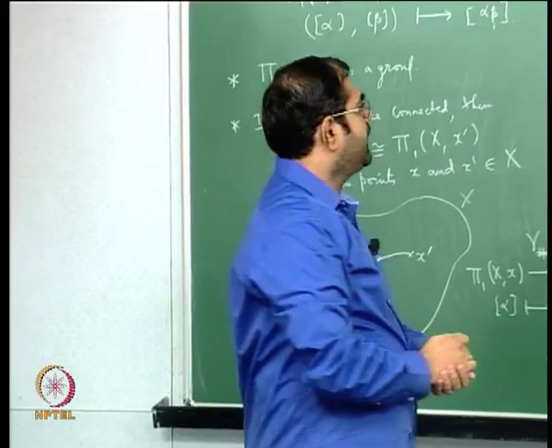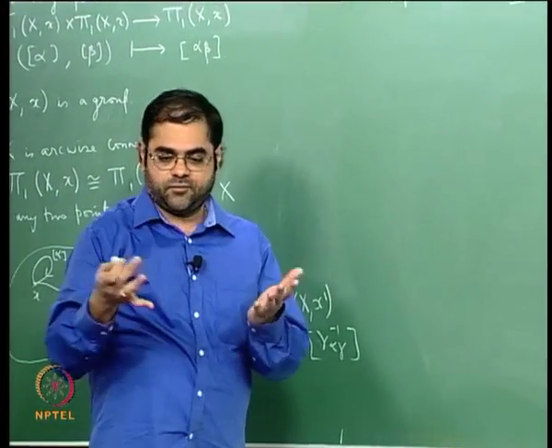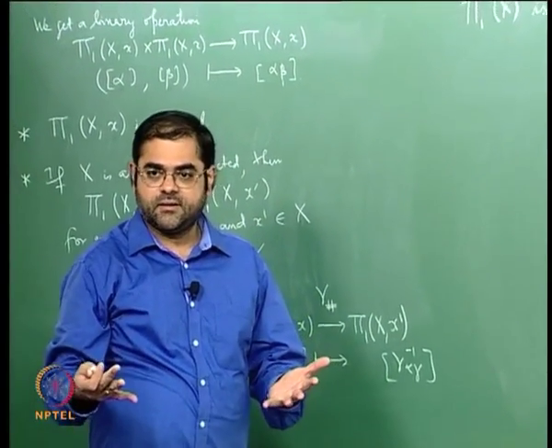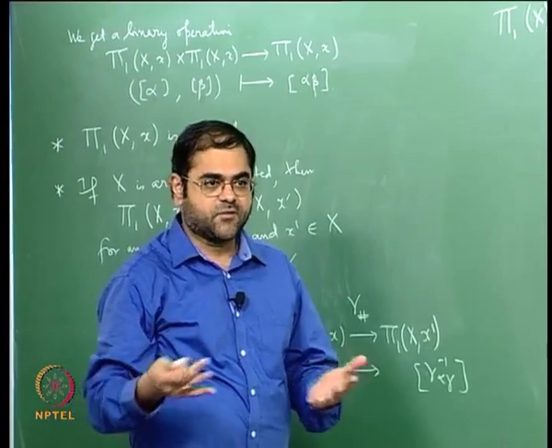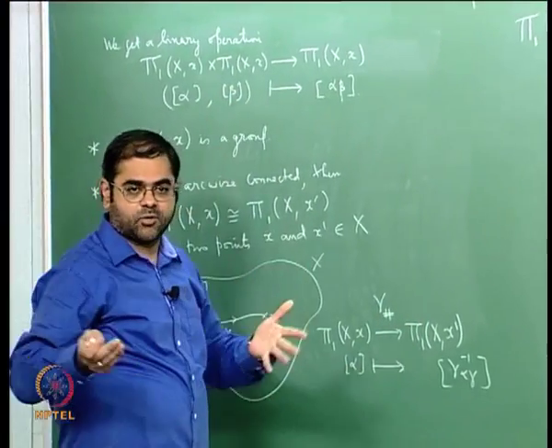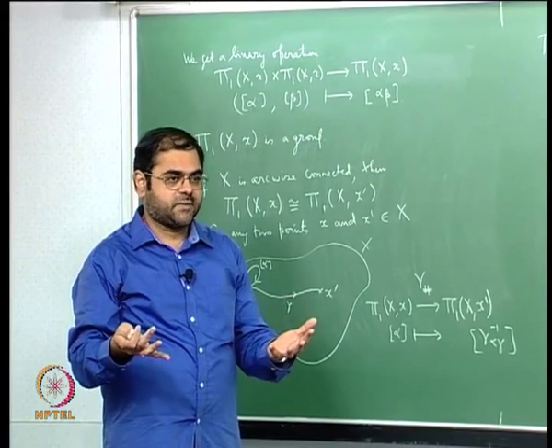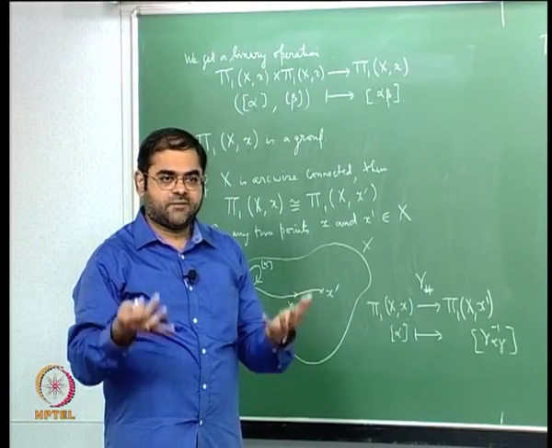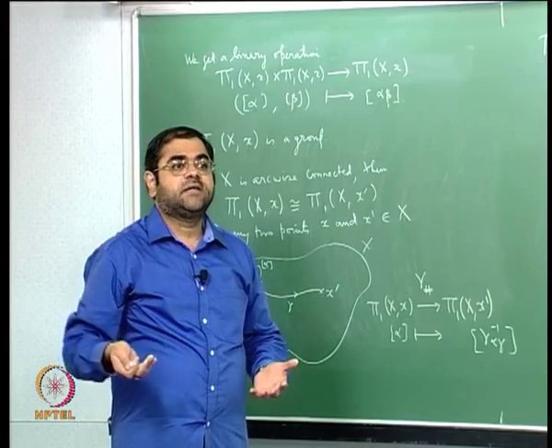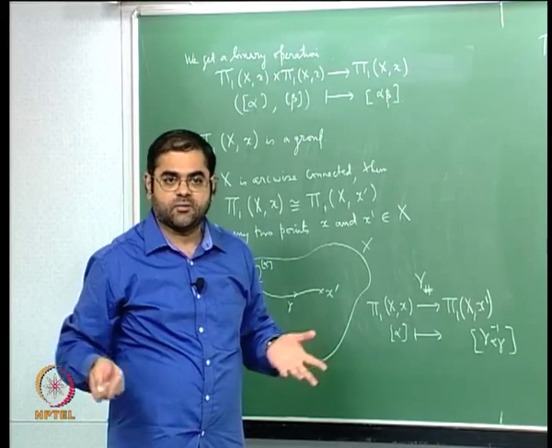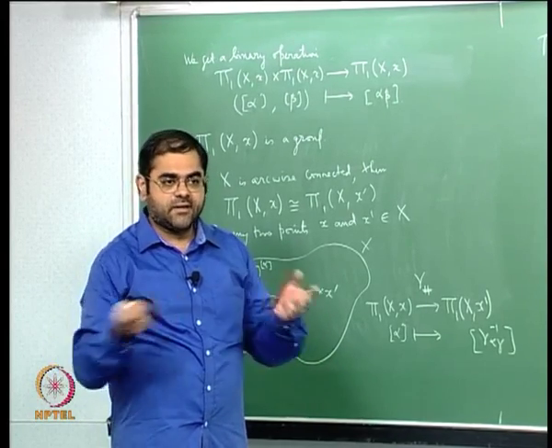So in particular, if two topological spaces are homeomorphic, their fundamental groups have to be isomorphic. Of course, I am assuming they are all arcwise connected, so I am not worried about the base point. So if I want to decide that two topological spaces are not homeomorphic, all I have to do is to show that they have different fundamental groups.